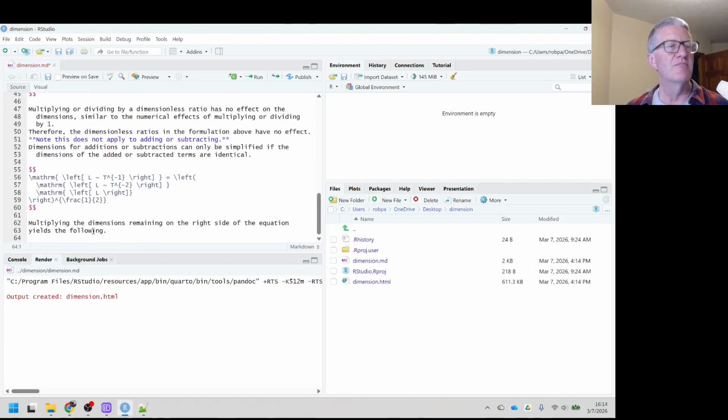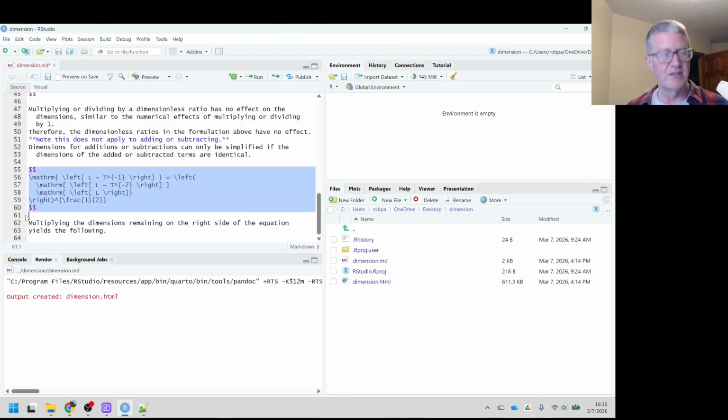What this is saying is multiplying the dimensions remaining on the right side of the equation yields the following. So I have a length per time squared times a length. That means the two lengths end up being a length squared in the numerator. I end up with length squared per time squared.